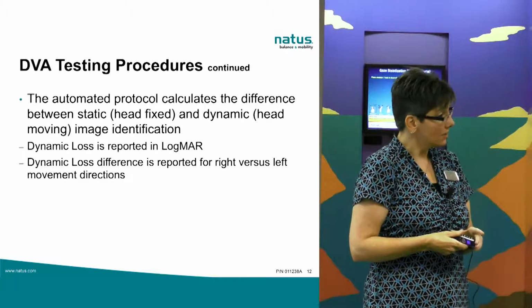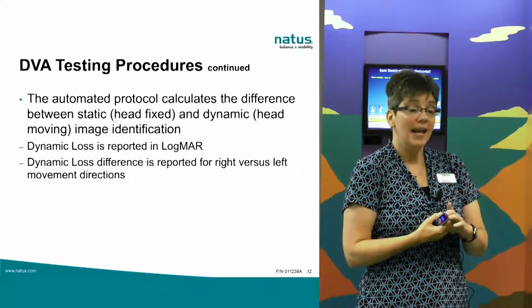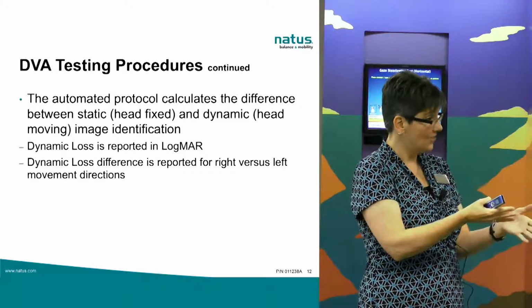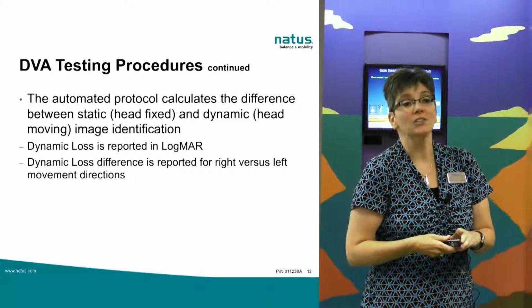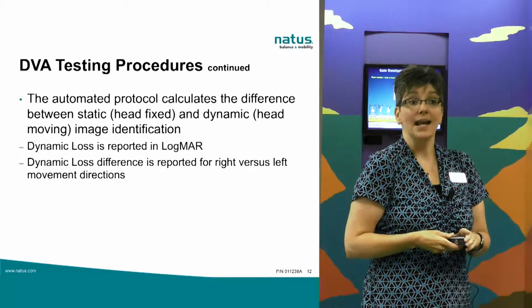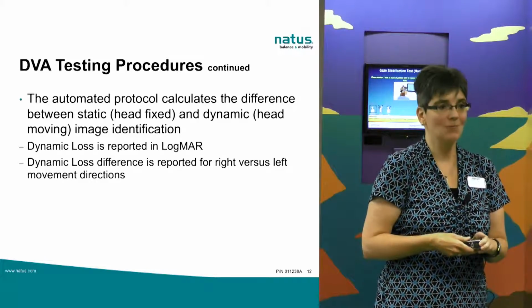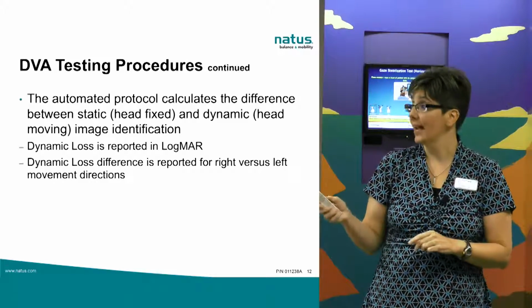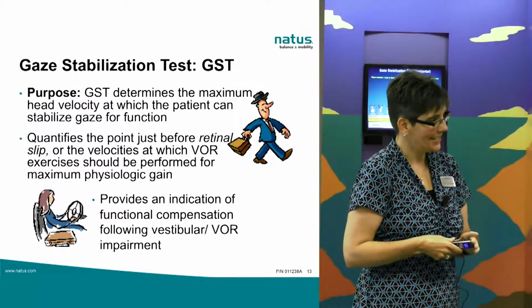Then the results that you get, the computer will indicate the comparison of head still to head moving. And that's the DVA loss report. And you'll be able to tell how many lines the patient lost when we went from head still to head moving. The gaze stabilization test is a little different.